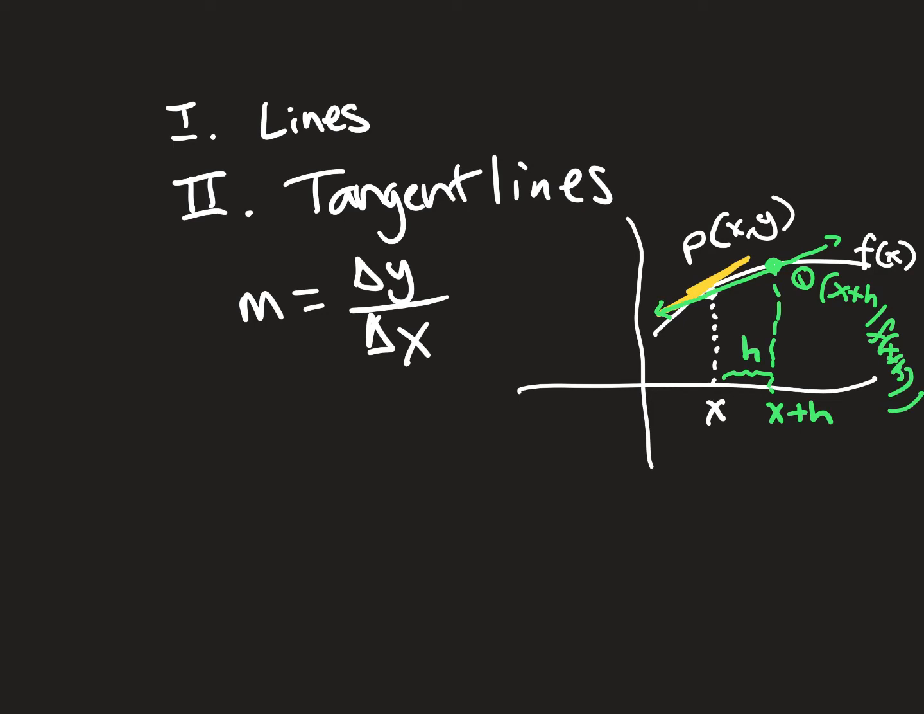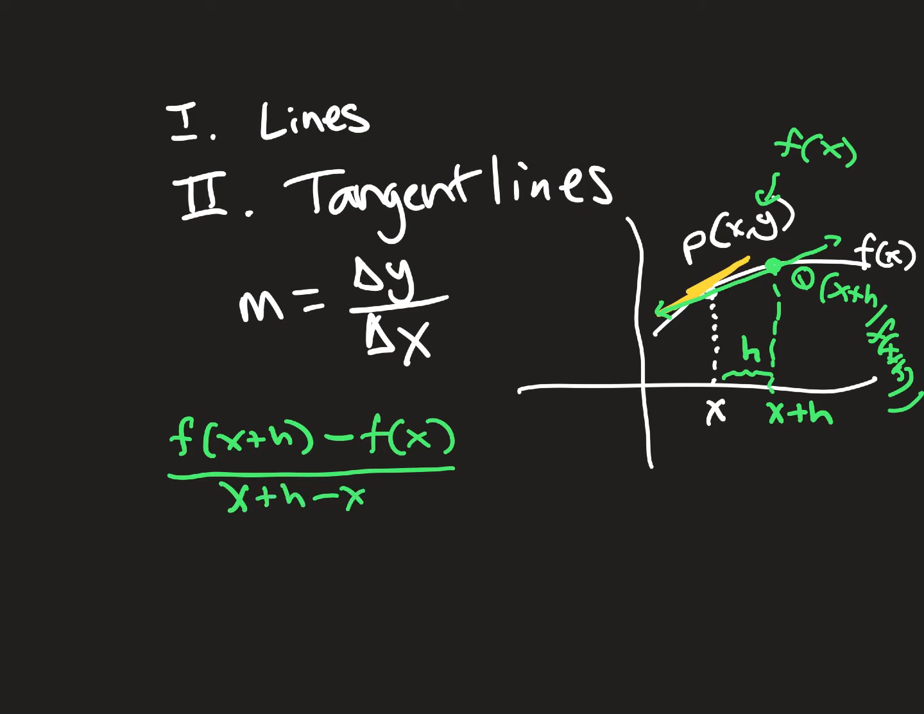So if I think of finding the slope of the line connecting P and Q, again change in y over change in x, it would be f of x plus h minus y of P, which is just f of x, so minus f of x, over the change in x values, x plus h minus x. If we simplify the denominator, the x's cancel and I get h. So this should start looking familiar. This is actually the difference quotient.